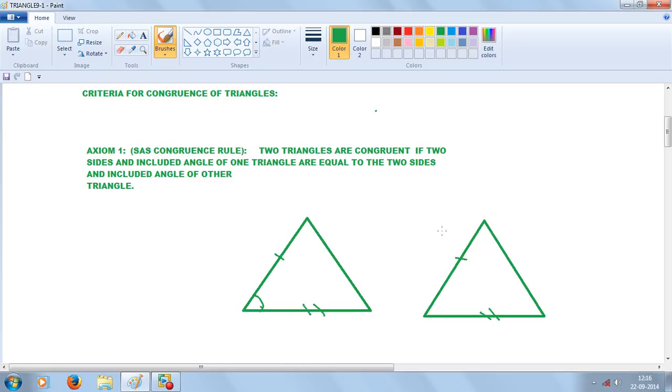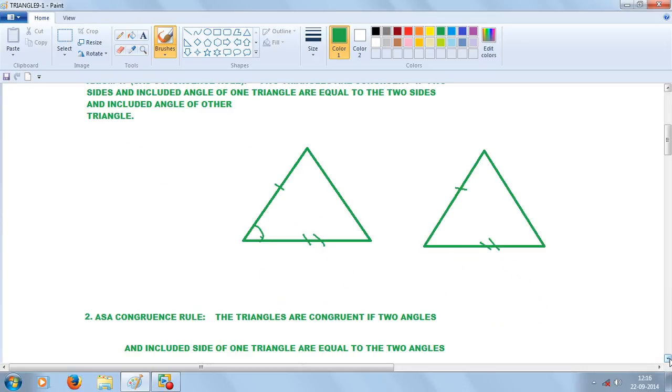This rule is applied to prove all other theorems. So this is an axiom. How can we get the proof? Just take two triangles and overlap each other. One side will coincide with one side of the other triangle. This angle is the same, so the second side will coincide with the second side. The third side will automatically coincide. This is an axiom. This can be proved practically.